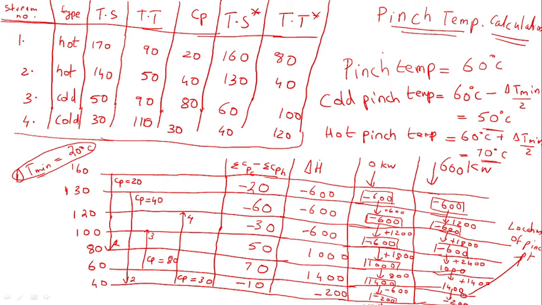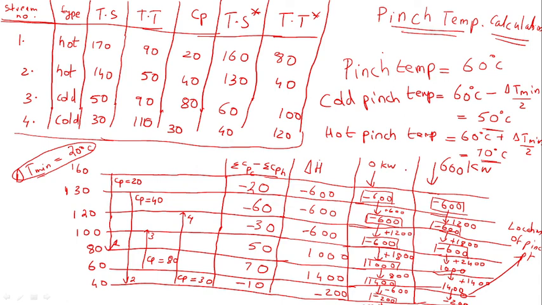Next we need to add 0 kilowatt from the top of cascade number 1. So 0 minus minus 600, we will obtain plus 600. Then this 600 should be carried to the next stream, that is 600 minus minus 600, this is 1200. Then 1200 minus minus 600, 1800. Then 1800 minus 1000, which is 800.